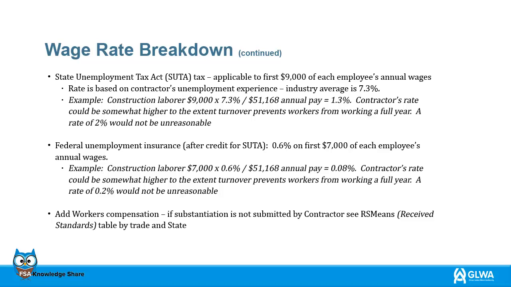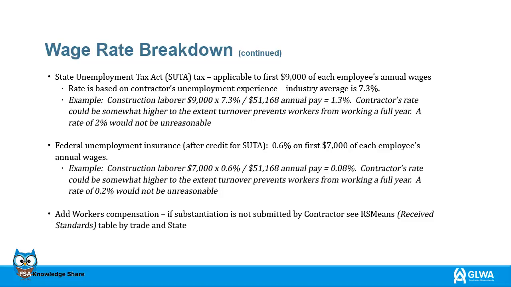Here is an example for a construction laborer. $9,000 times 7.3% divided by $51,168 annual pay equals 1.3%. The contractor's rate could be somewhat higher due to the turnover that prevents workers from working a full year. A rate of 2% would not be unreasonable.